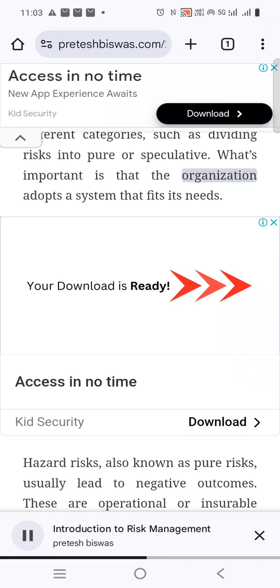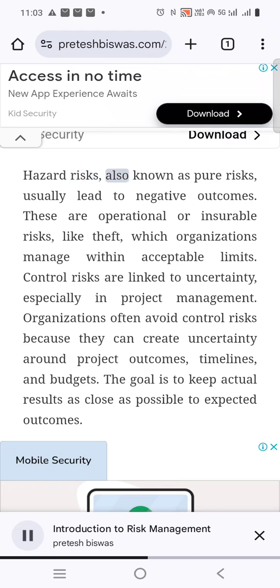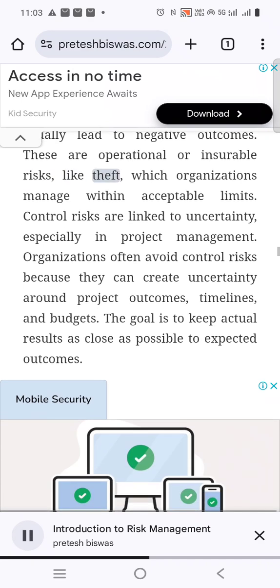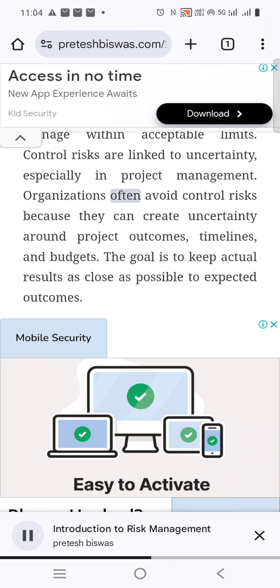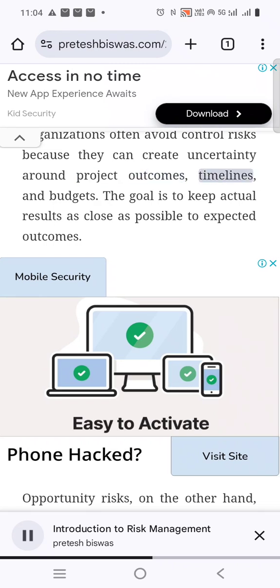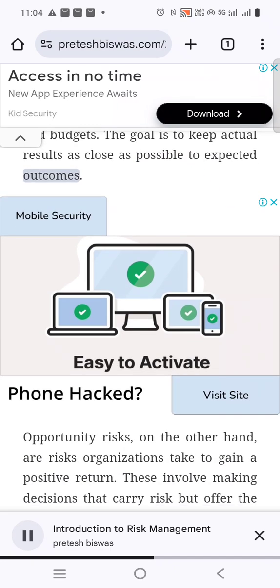What's important is that the organization adopts a system that fits its needs. Hazard risks, also known as pure risks, usually lead to negative outcomes. These are operational or insurable risks, like theft, which organizations manage within acceptable limits. Control risks are linked to uncertainty, especially in project management. Organizations often avoid control risks because they can create uncertainty around project outcomes, timelines, and budgets. The goal is to keep actual results as close as possible to expected outcomes.